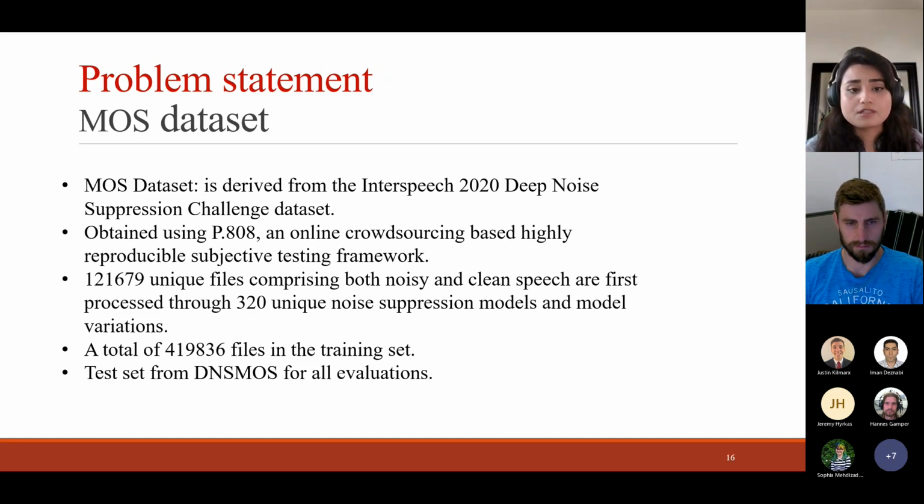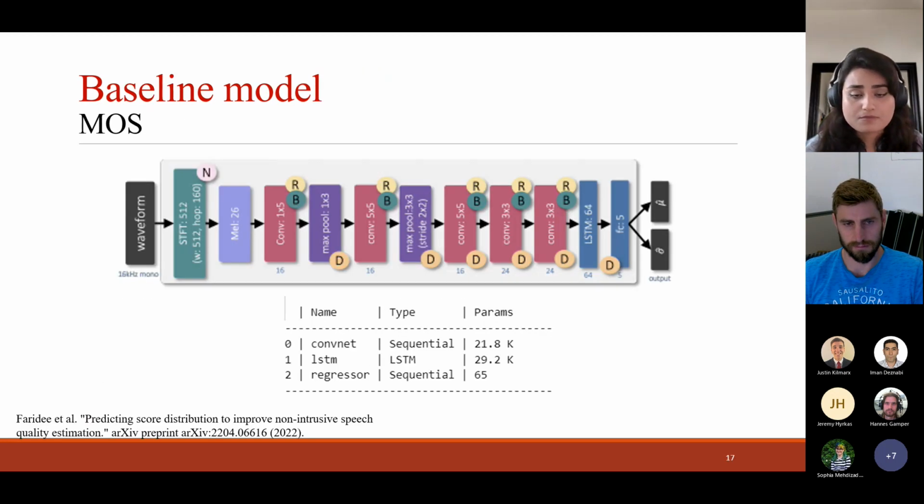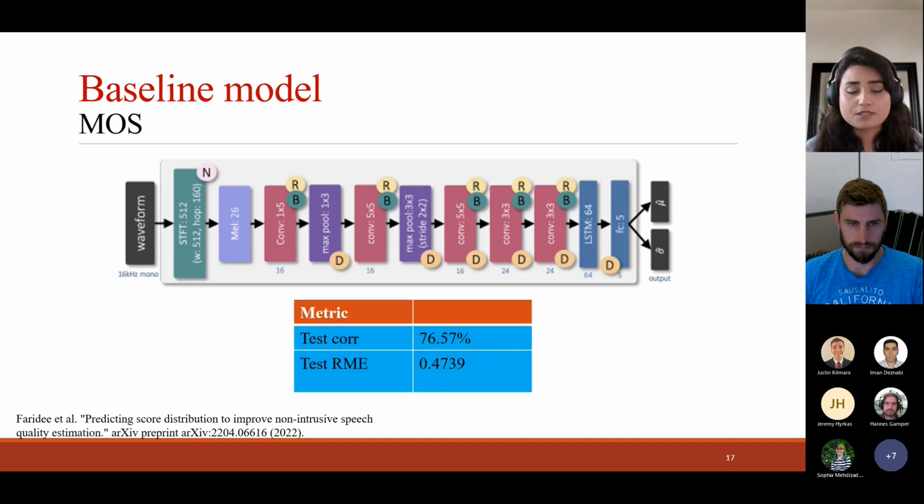And for testing, we use DNSMOS for all of our evaluations. Here is the baseline model, which was developed by the previous intern in the audio and acoustic group. It has 5 convolutional layers followed by an LSTM model and then a fully connected layer. It has roughly 51K parameters, so it's a very small model, and it has been used previously to estimate MOS labels. The performance of this model is a correlation coefficient of 76%, which is much higher than random chance.